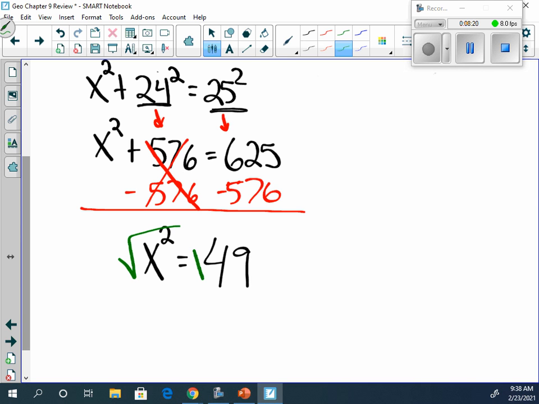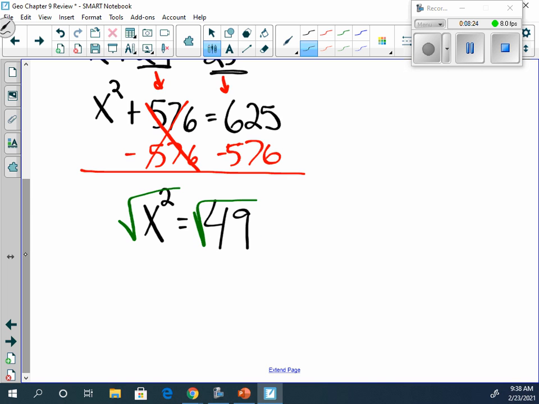And last but not least, we'll need to take the square root of both sides. And when we take the square root of both sides, we get x is equal to 7, because the square root of 49 is 7. Which tells us the missing side length, the one that we were solving for, is going to be 7. And that's it. That's all we need to do for this problem here.